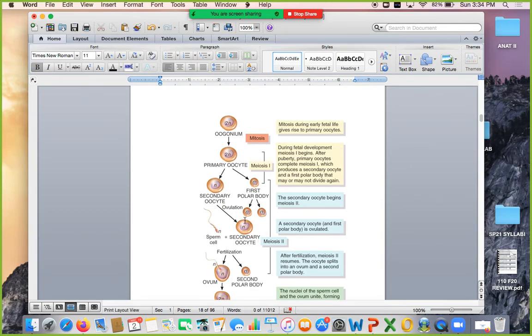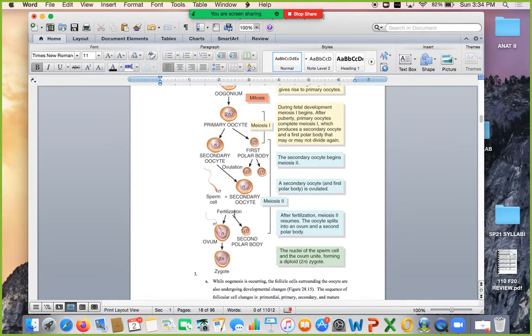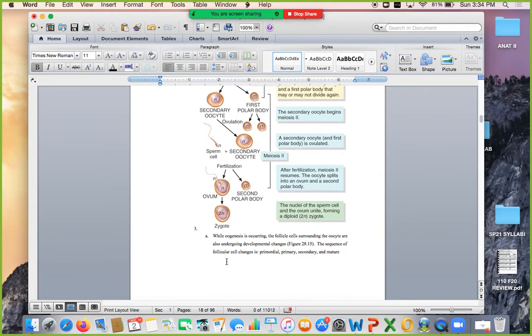And then anyway, the secondary oocyte is what's going to be released or ruptured, and hopefully we'll end up with a fertilization event occurring when it meets a sperm cell. Right, during this time, we're going to enter into the creation of a second polar body, right? And the zygote itself. So the nuclei of the sperm cell and the ova are going to unite, creating this diploid zygote, and then that zygote is what we're going to follow when we look at the process of development.